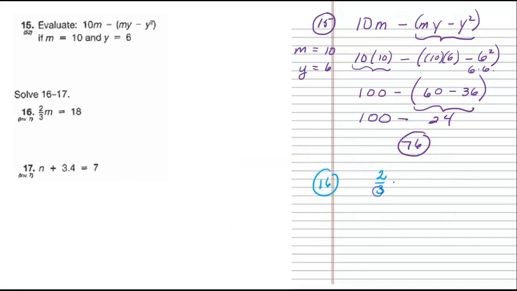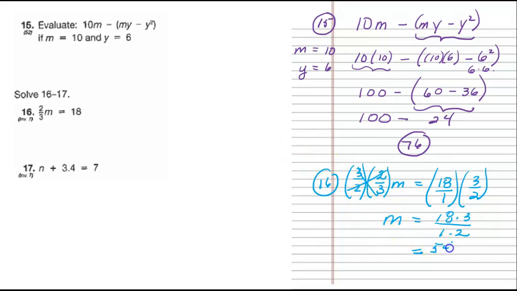16 is 2/3 m is equal to 18. So I know I need to multiply by the reciprocal. What I do to one side, I have to do to the other side. Okay, so this is going to cancel, and I'm going to get m. And then I have 18 times 3 over 1 times 2. So that's, let's see, 18 times 3 is 54, divided by 2. Again, this is 2 into 54. These are the same, if you need to write it differently. That's 27.